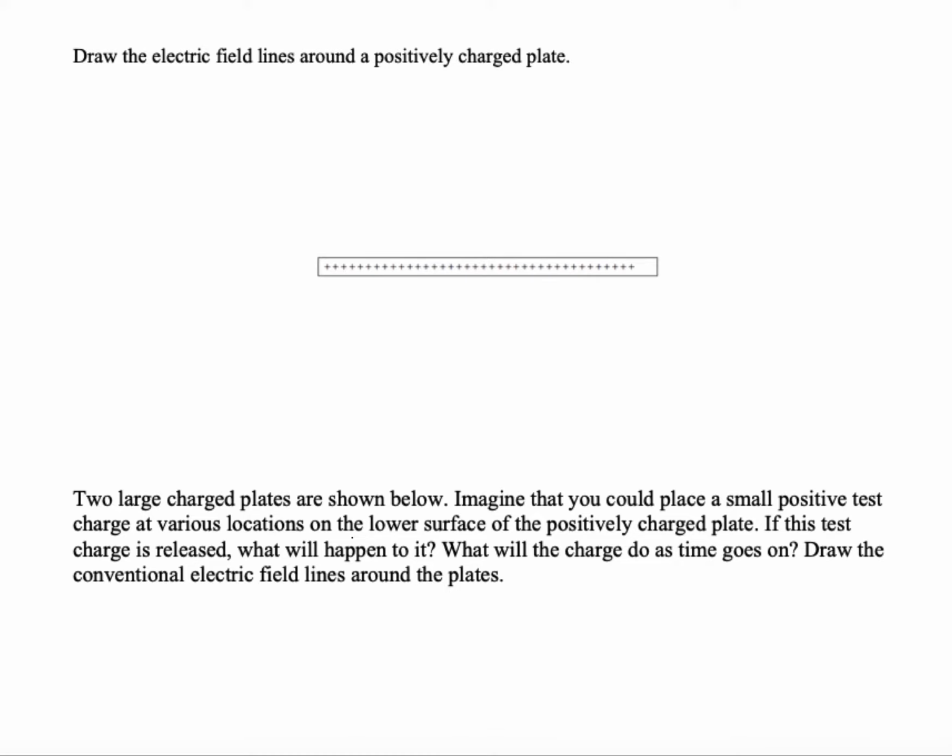When charges are arranged in a line or a plate of some kind, an interesting phenomenon happens with the electric field. The field lines that we get will be perpendicular to the plate, and they'll be very parallel. At the corners, they can start to deviate a little.